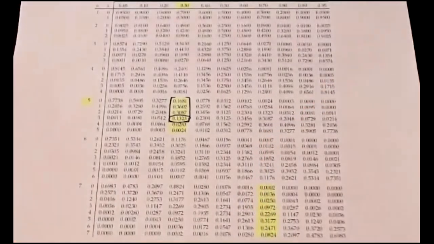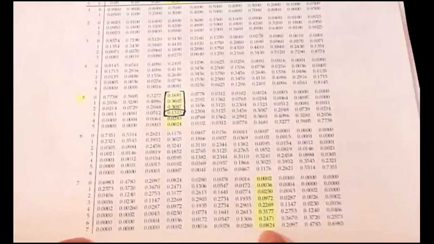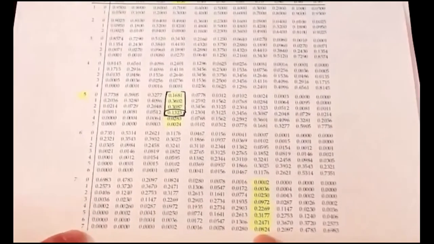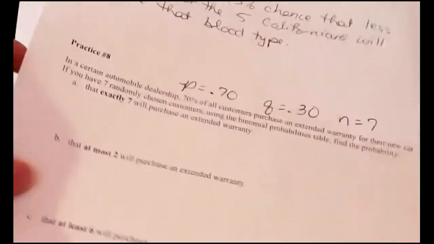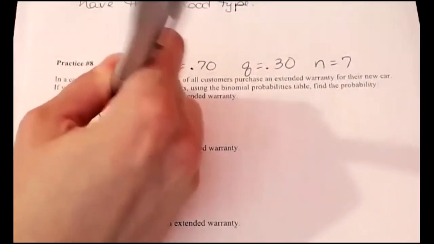Perfect. Kelly, start us off. What's the probability that exactly 7 will purchase the extended warranty? 0.0824. Perfection. Done. Let's write that out. Notice that exactly 7 is here. So 7 choose 7. 7's our last row. So it's 0.0824. Let's write out the correct notation.